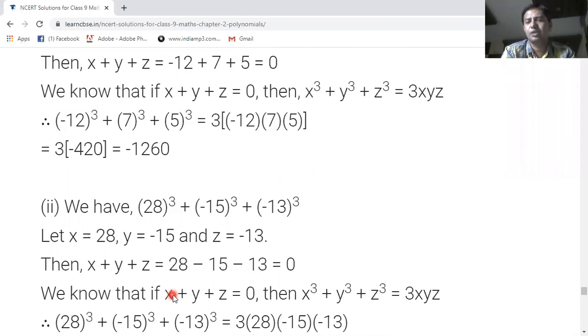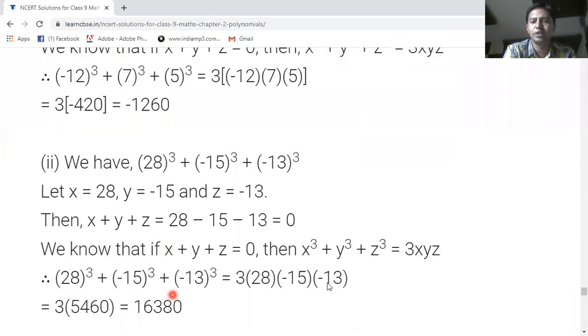So x cube plus y cube plus z cube is equal to 3xyz. We substitute the value 3 into x into y into z. These two are negative, so negative into negative will become positive. 15 into 13 into 28 will give you 5460, positive, into 3. The final answer is 16380.